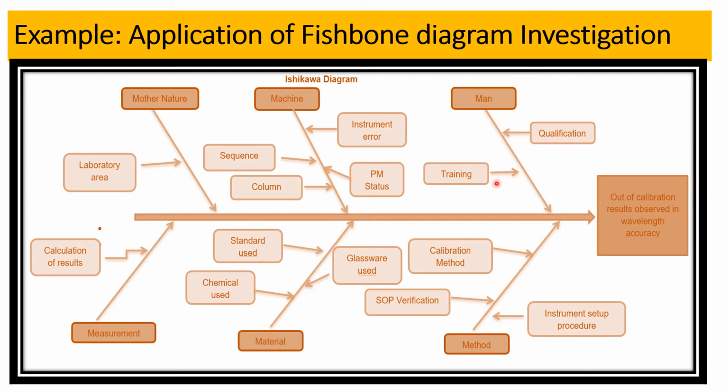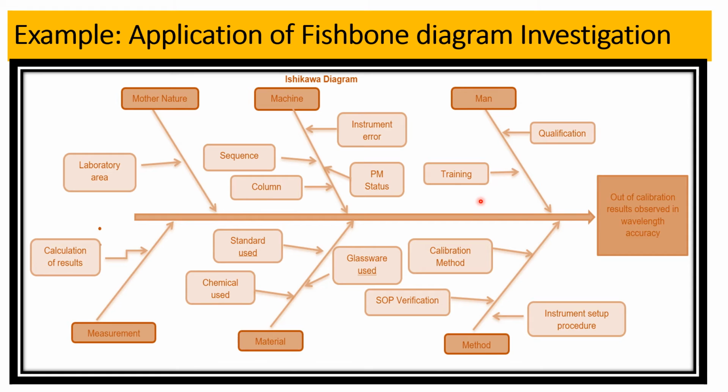In the man category, you can associate training and qualification. First, training. Here you can investigate whether the analyst is trained on the particular SOP and instrument or not, right? So such things you can evaluate. Next is qualification. In this we need to check the qualification status of the analyst for that particular test and instrument also, right? That the analyst is qualified to execute that test and handle that instrument, right?